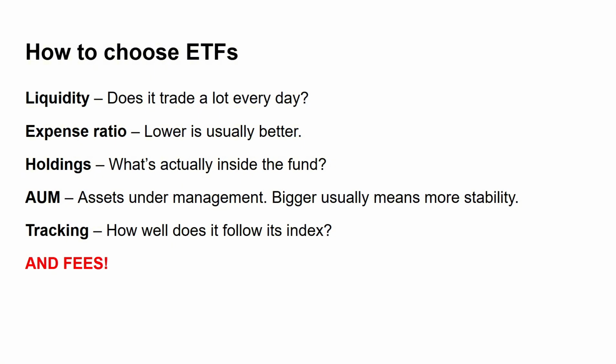Another one is expense ratio. This is the annual fee that the fund charges as a percentage of your investment. A lower ratio like 0.03% keeps more of your returns over time, and a higher one like 0.5% or more can eat your gains. Holdings. Check which stocks or bonds the ETF owns, obviously.